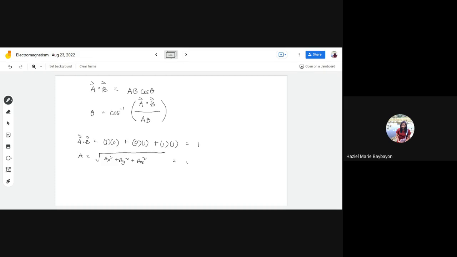So we have 1 squared plus 0 squared plus 1 squared. So you have square root of 2. Okay? In the same way, we have B is equal to the square root. This is how we get the magnitude for any vector. This is a three-dimensional vector. So you have B sub x squared plus B sub y squared plus B sub z squared. I think we will get the same answer. So you have 0 squared plus 1 squared plus 1 squared. So you have square root of 2 also.